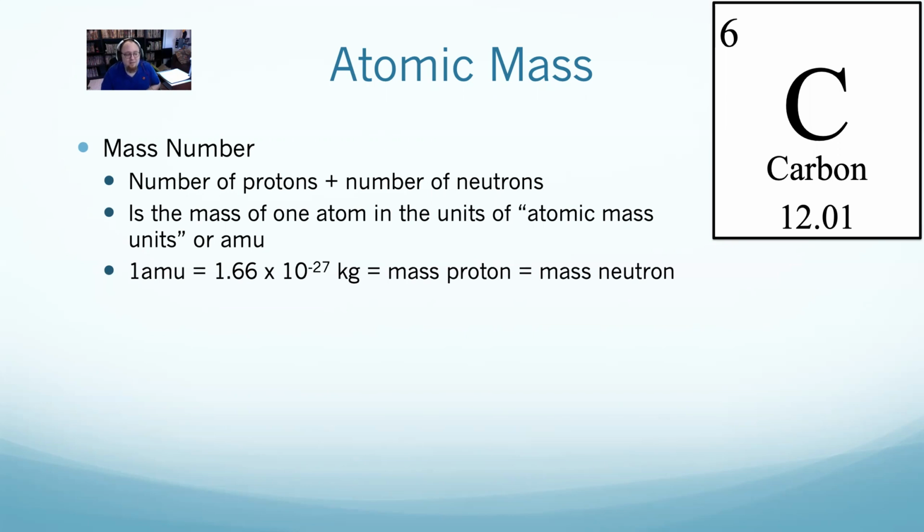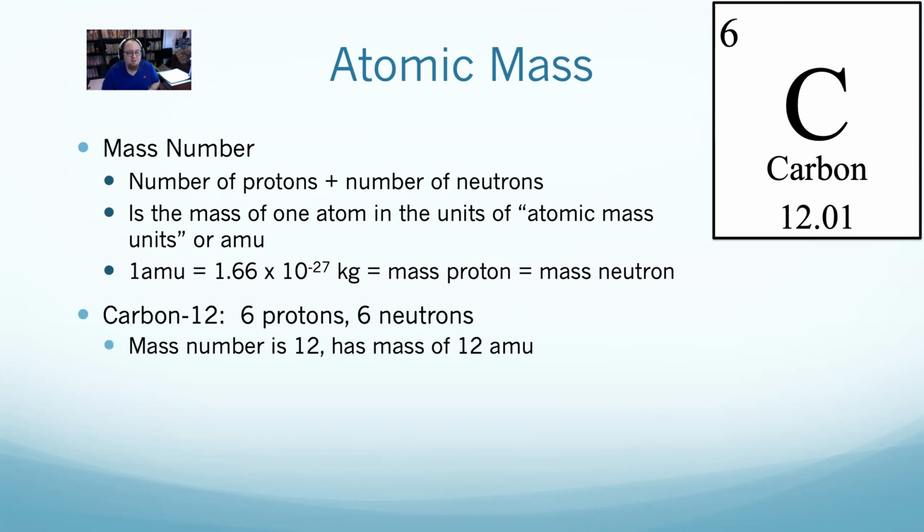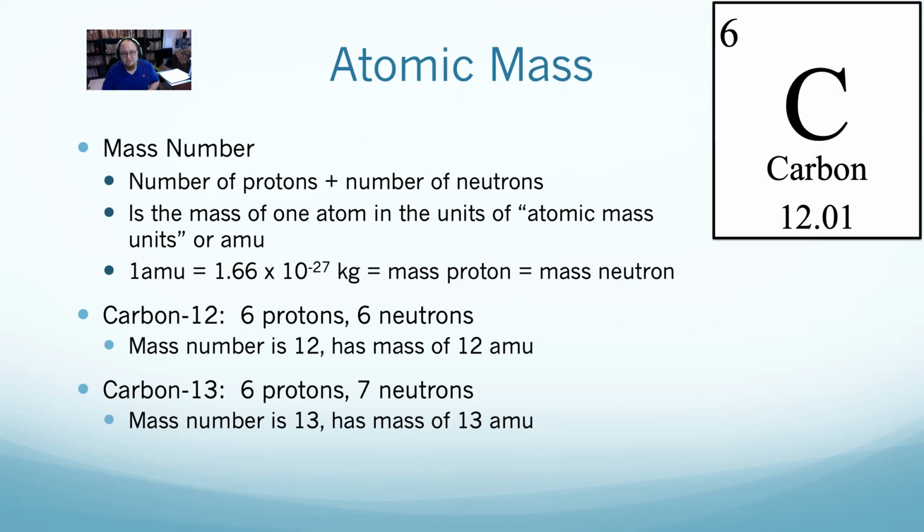How you find the mass in AMU of an atom is you just add the number of protons plus the number of neutrons. I said before carbon-12 has 6 protons and 6 neutrons. That means carbon-12 has a mass number of 12. One carbon-12 atom has a mass of 12 AMU. Carbon-13 has a mass number of 13. That's because carbon-13 has a mass of 13 AMU. Any questions though?